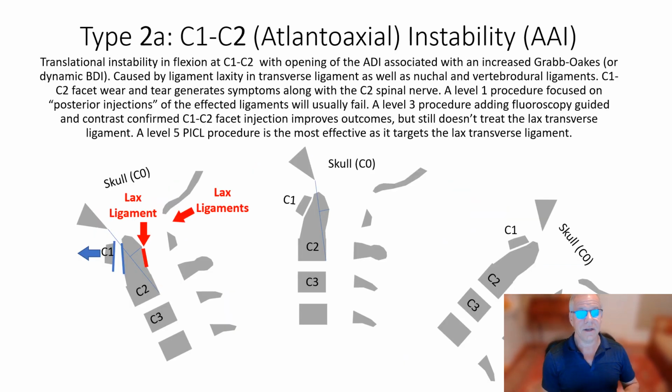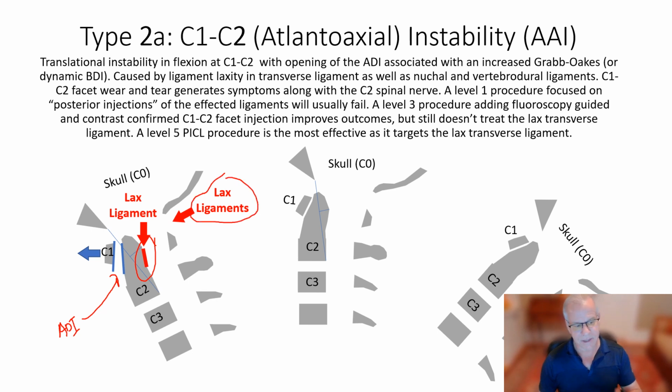Now we've got type 2, C1, C2 atlantoaxial instability, or type 2A. So this is where we've got loose ligaments, but our main loose ligament is the transverse ligament right here. And the transverse ligament acts like the seat belt for the dens. So that is causing an opening in what's called the ADI, atlantodental interspace. Basically that space between C1 and C2 up front.